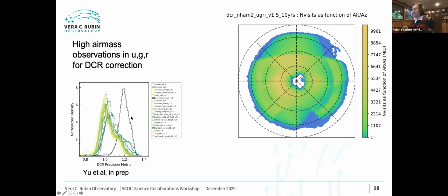And there's a paper in prep that we'll probably hear about tomorrow during a lightning talk about how we can indeed measure the DCR effect much better if we take a few observations intentionally at high air mass, and we can compare it with other science cases to say, is the lost depth worth the gain for this science?